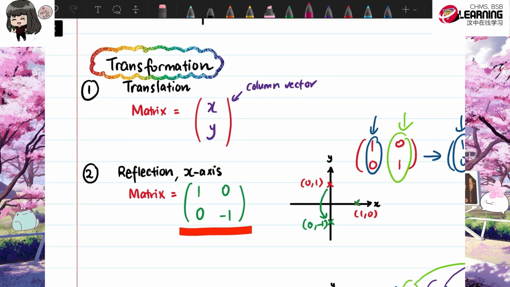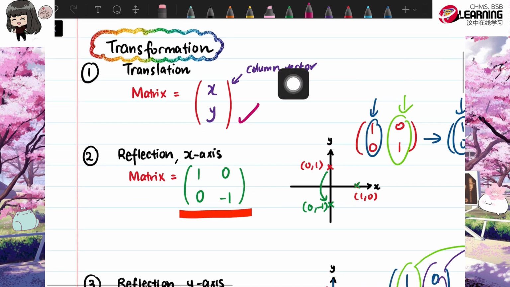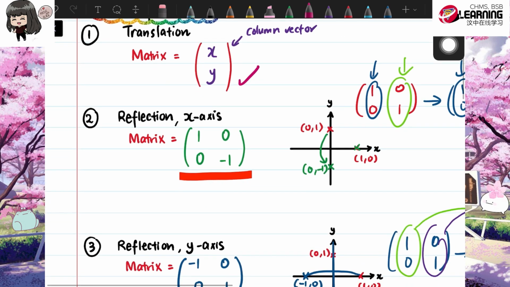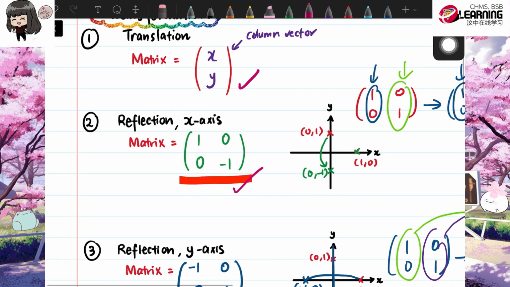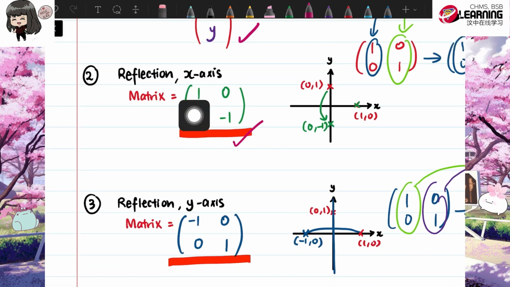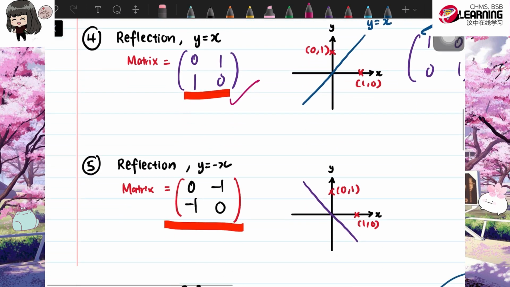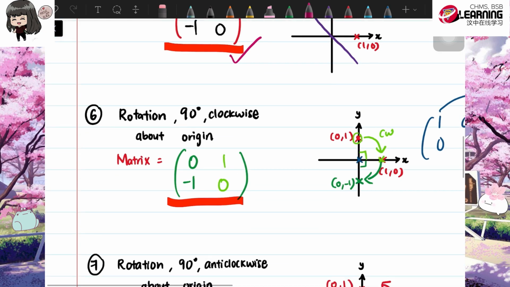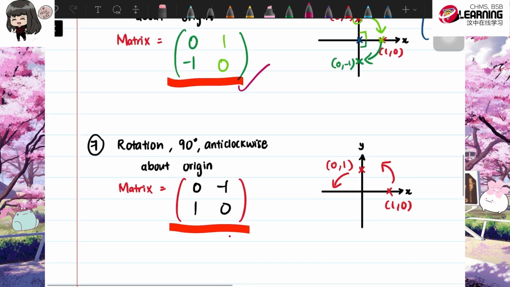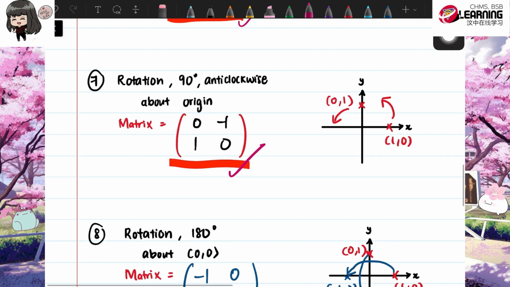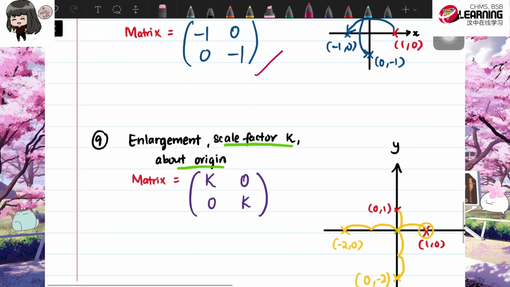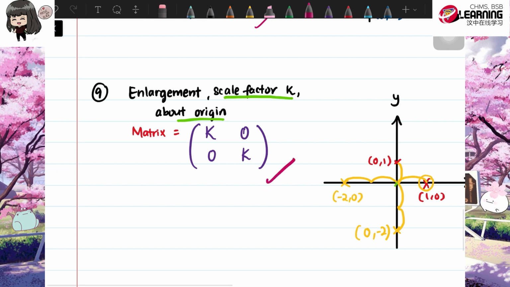Okay, so translation again is always 2 by 1. This is called a column vector. Okay, it's in the form of a matrix as well. Okay, question 2, this one, example 2. Okay, please double check again. Make sure it's not wrong here. And question 3, question 4, question 5, 6, 7. I think this is the question that I asked you to do, right? Question 8 and 9 are okay.